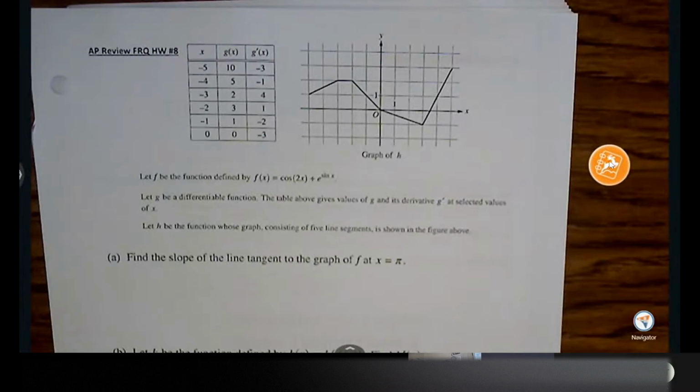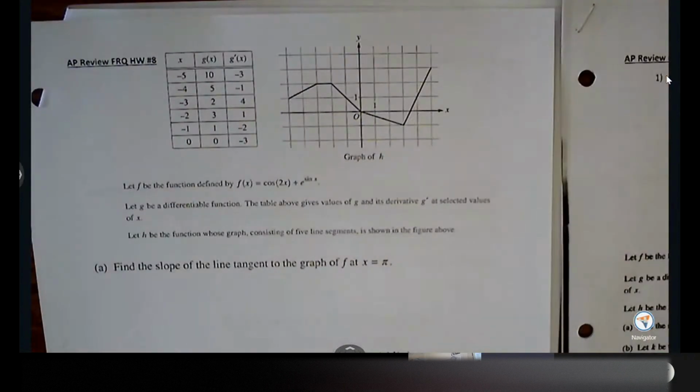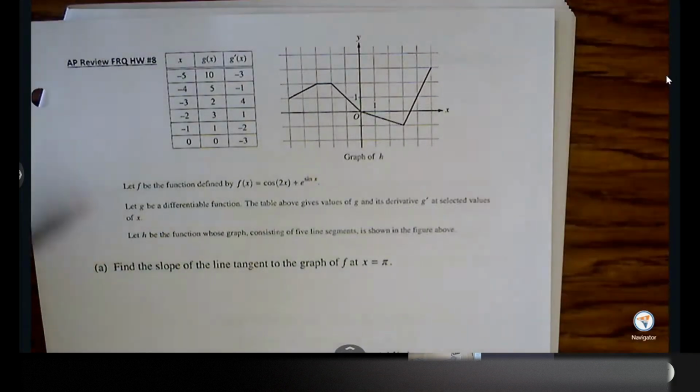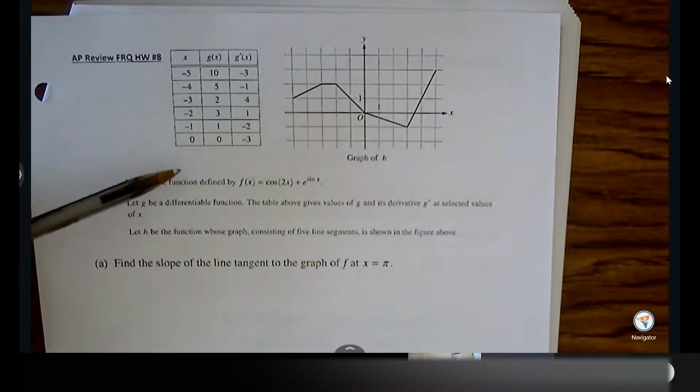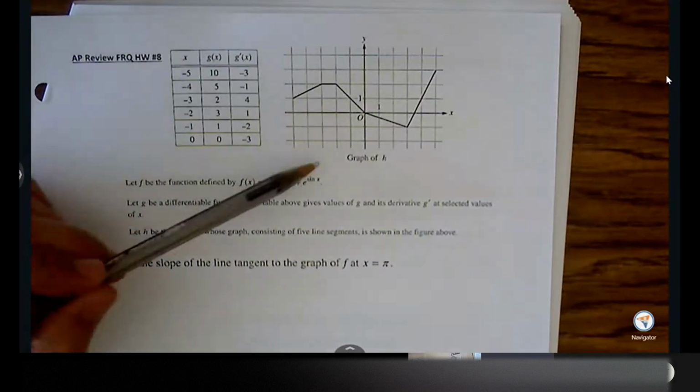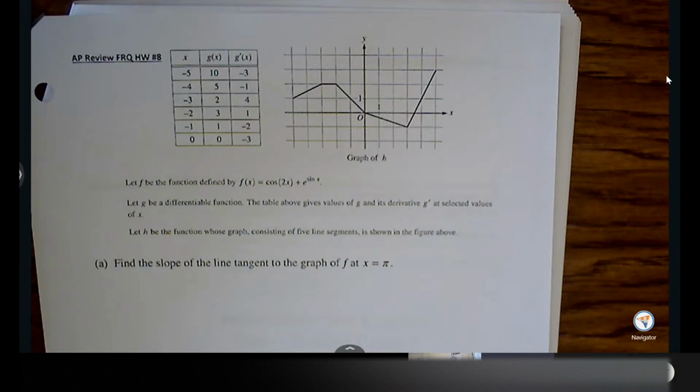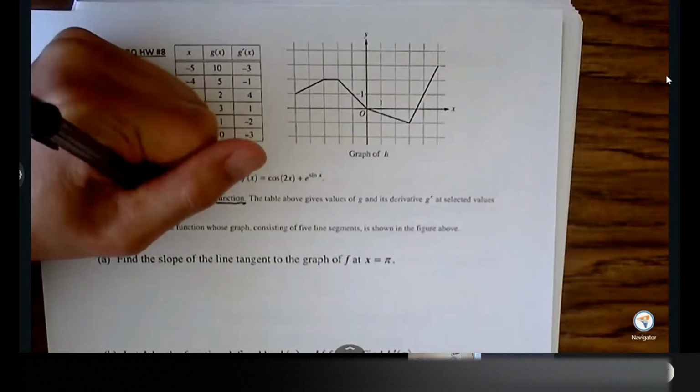Okay, so I'm just going to go over homework number 8. All right, so we have a table of values here. We have a graph of h. And we have a function that's defined as f of x equals cosine of 2x plus e to the sine x. g is a differentiable function. Again, that just means a smooth curve.